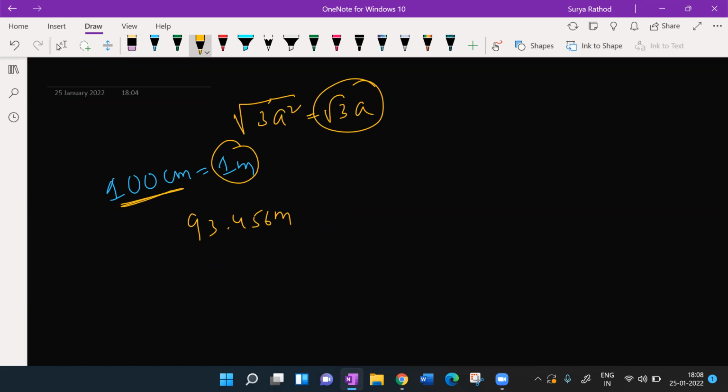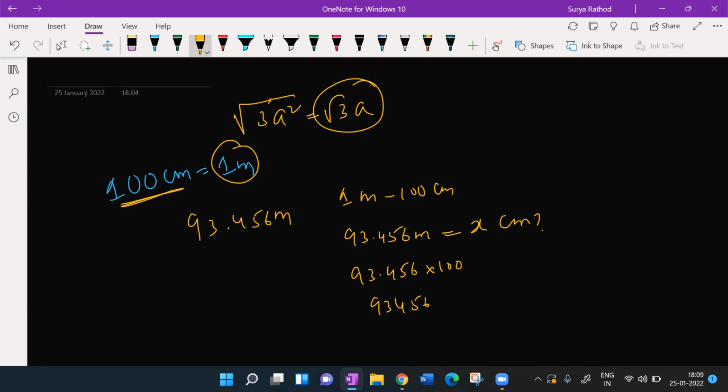Look, 1 meter is equal to 100 centimeters. Then 93.456 meters is equal to how many centimeters? What do you have to do? Multiply it. That's it. We will do 93.456 into 100, and I will get the answer. So 93.456 divided by 1000 into 100.